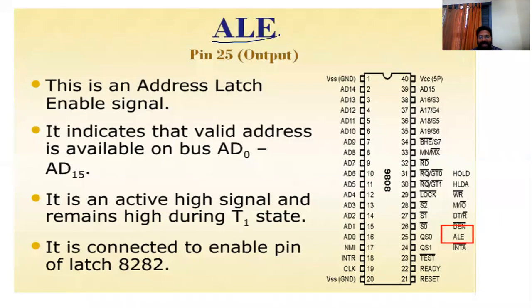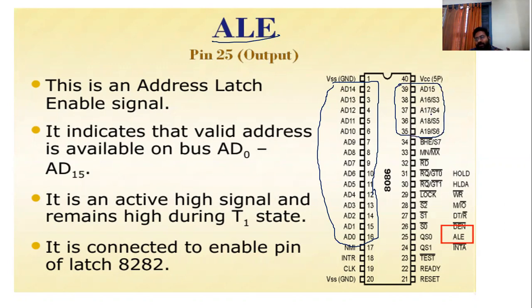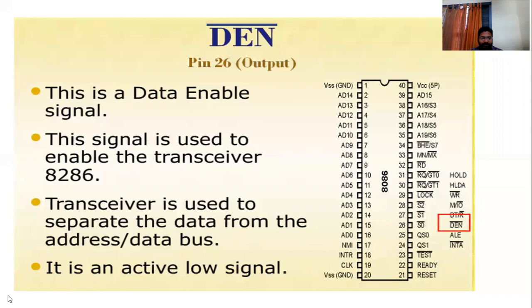You know what ALE, address latch enable, is. What is the use of this address latch enable? You see these lines, these lines are always in the address state. Whenever you want to convert this address to the data, in this mode we can enable the ALE. At the time these address lines are converted into the data lines, the DEN signal, data enable signal, is used.